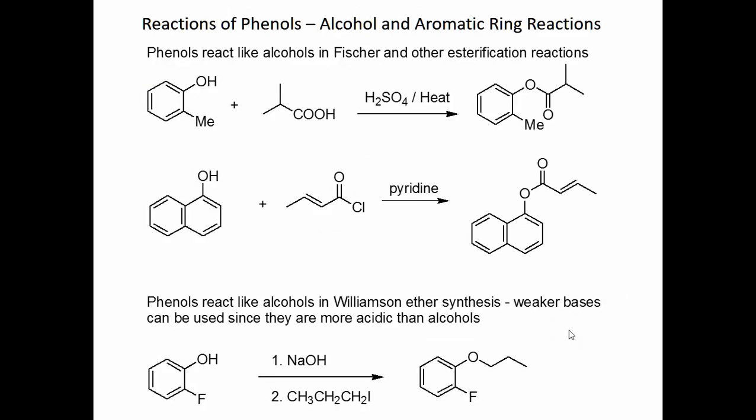Okay, let's look at the reactions of phenols. And we're going to classify them in 2 ways, alcohol reactions and aromatic ring reactions. What we're going to find here is that most of the reactions we look at in this chapter we've already had before. We're just going to use the alcohol part of the phenol to do alcohol reactions, or we're going to use the benzene ring of the phenol to do aromatic ring reactions.